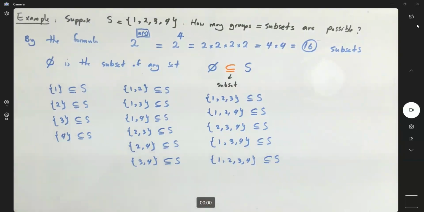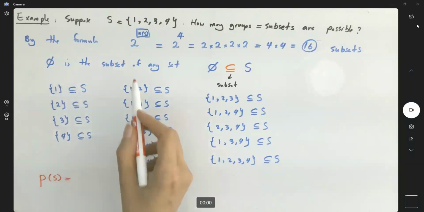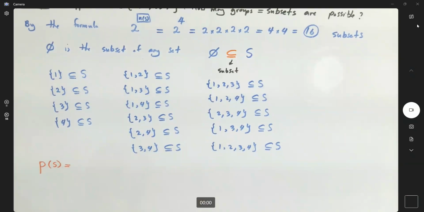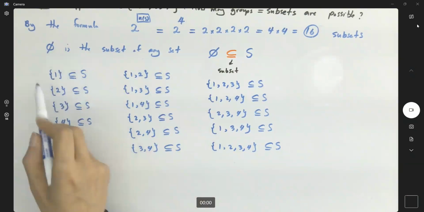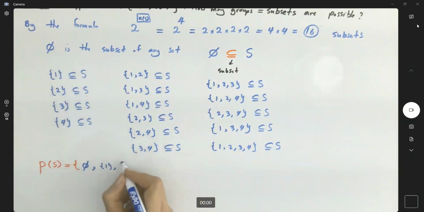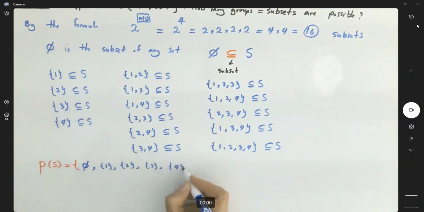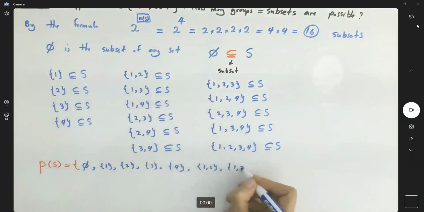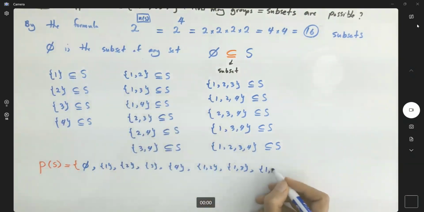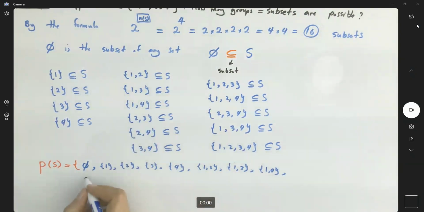You might be interested in writing these using the power set. So the power set of S, which includes all of these subsets, can be listed this way. The set including, okay, empty set. Empty set is the very first subset, remember that. Then the set including one. Then the set including two. Then set including three. Set including four. Set including one and two. Set including one and three, set including one and four, set including two and three. Let's just go to the next line.